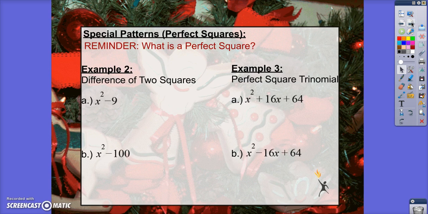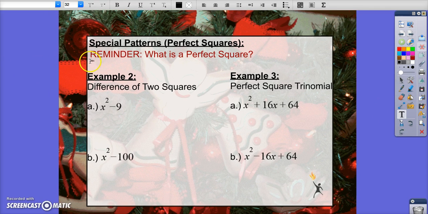Now the next part, we're going to take a look at special patterns of perfect squares. The first thing is a reminder, what is a perfect square? Perfect squares, you start with like 2 squared, 3 squared, 4 squared. 2 squared is 4, 3 squared is 9, 4 squared is 16, 5 squared is 25, 6 squared is 36, and so on.